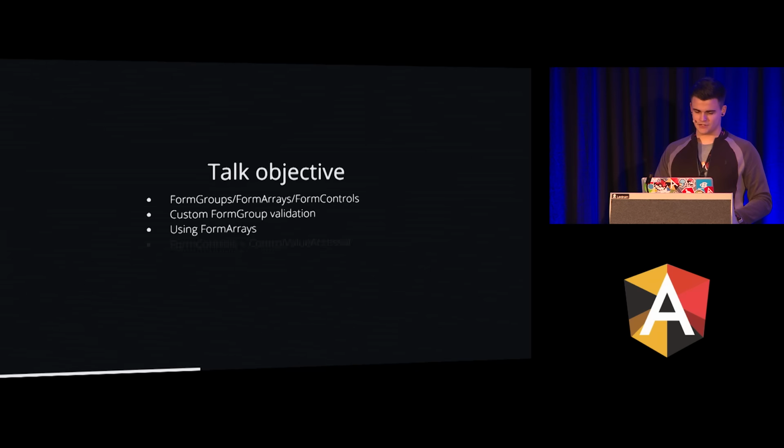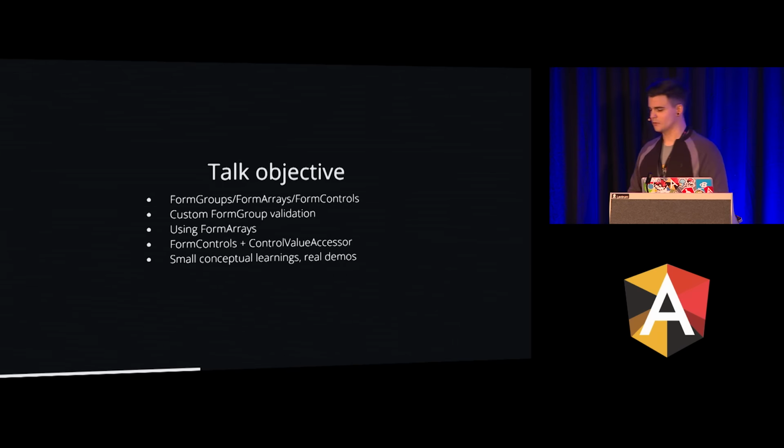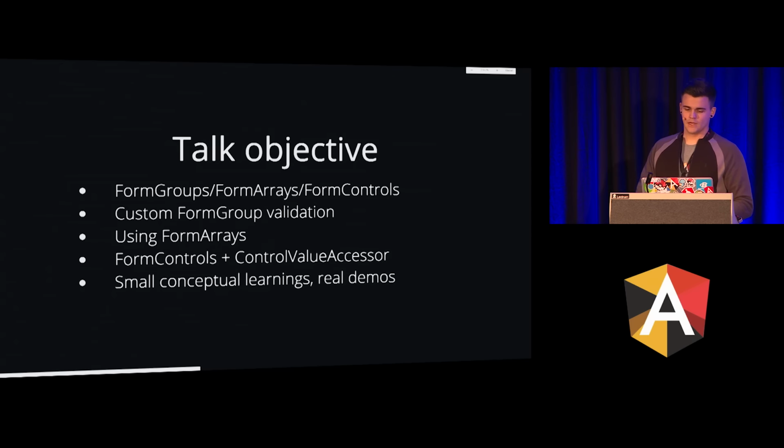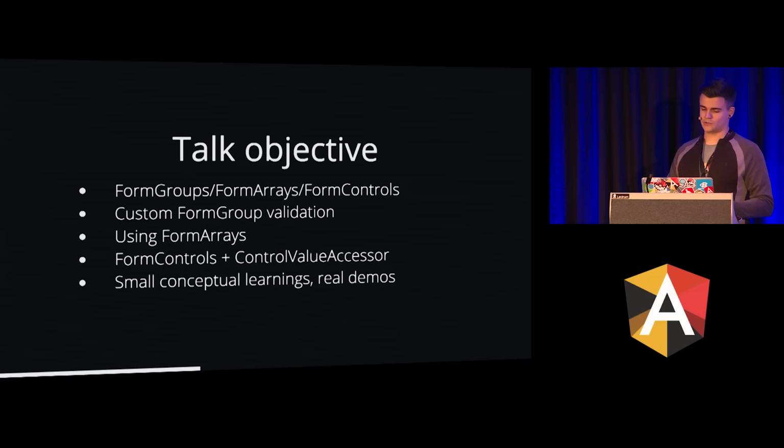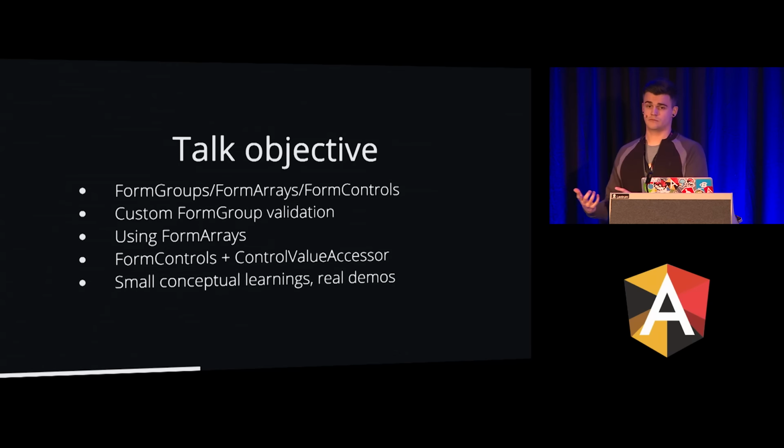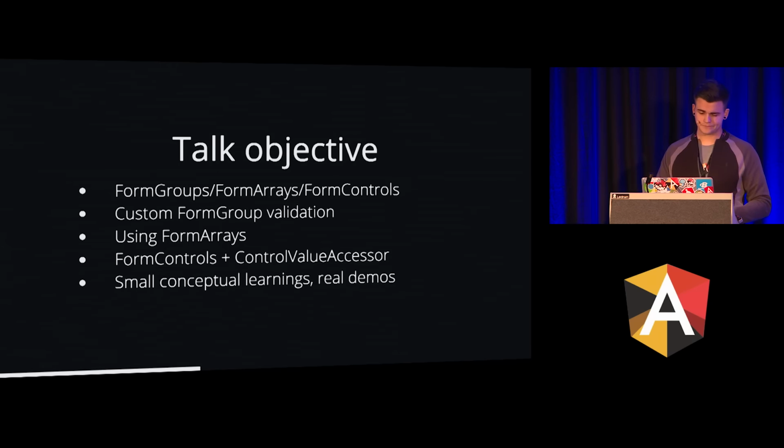So by the end of this talk, we're hopefully going to achieve these things. Let me blow this up a little bit. We're going to try and understand form groups, form arrays, form controls. Then we're going to implement some form group validation. Then we're going to understand why form arrays are amazing, form controls, custom form controls, and a ControlValueAccessor, and we're going to show you a real application.